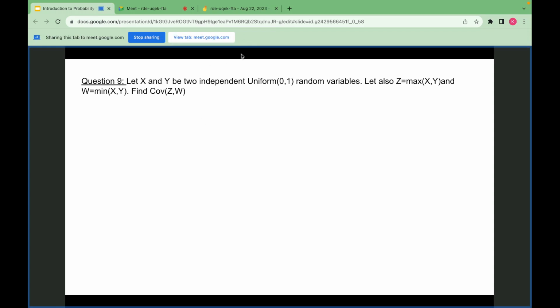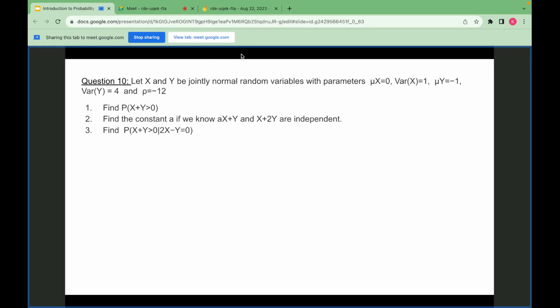So now we will move to the next question. Let x and y be jointly normal random variables with parameters: mu x is 0, variance of x is 1, mu y is minus 1 and variance of y is 4, and covariance is also given as minus 12. Now we need to find the probability that x plus y is greater than 0, and all these three questions.